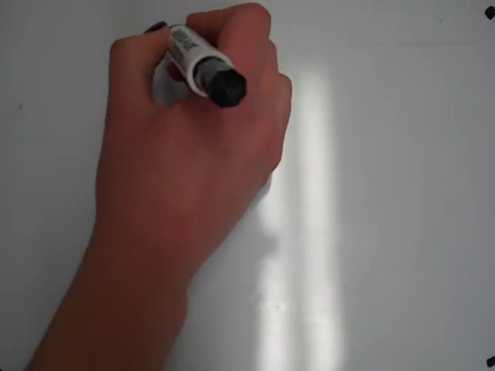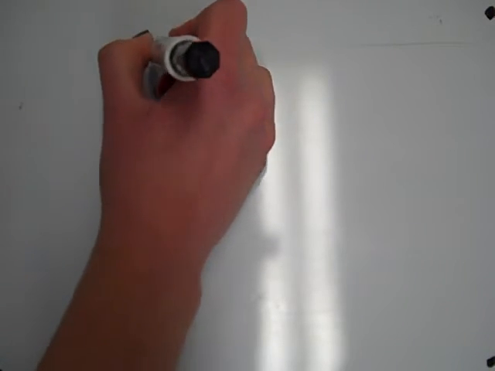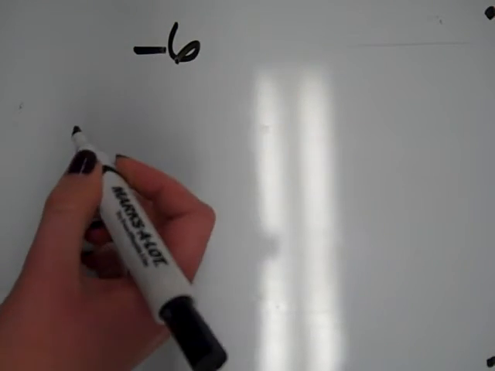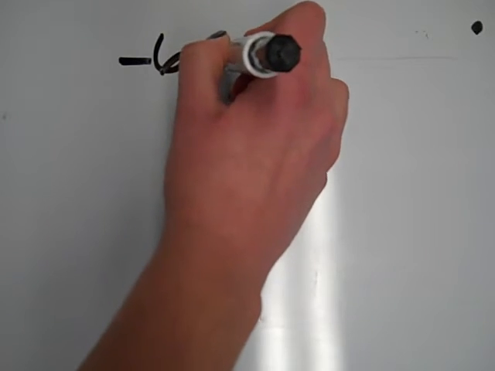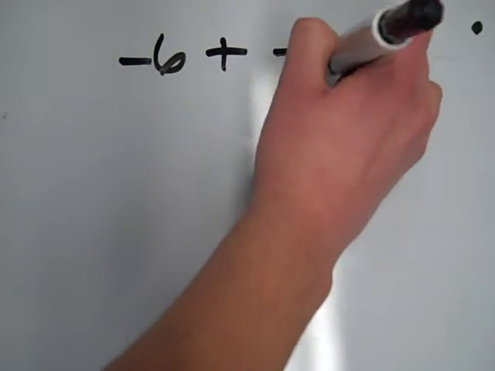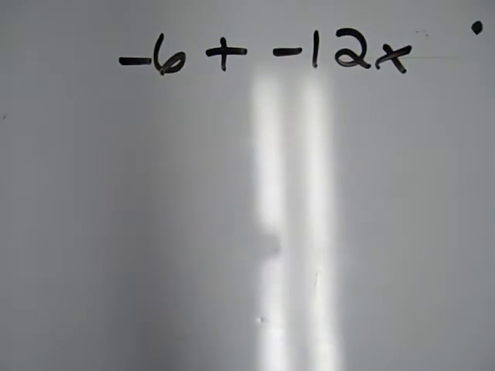Now the point that we're talking about here is factoring a negative. A negative sign, or a -1, is considered a factor that you have to pull out of an expression. So if you had something like -6 plus -12x, that negative would be a factor you'd have to pull out.